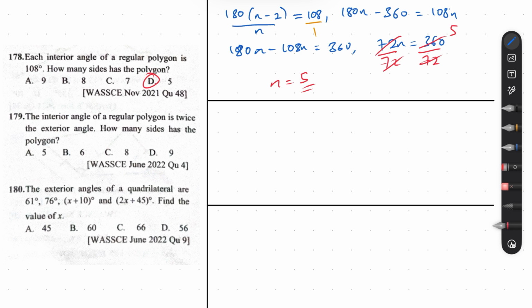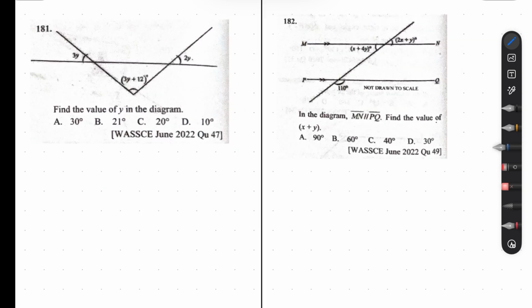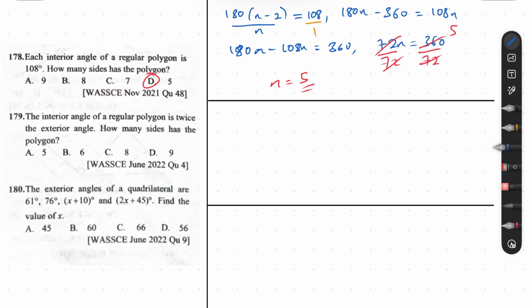Let's move on to question number 179. The question says, the interior angle of a regular polygon, let's write that down. The interior angle, the formula is 180(n minus 2) all over n, is equal to twice the exterior angle. What is the exterior angle? 360 over n. And they said it is twice, so times 2. This is what it means. Now we just need to find the value of n.